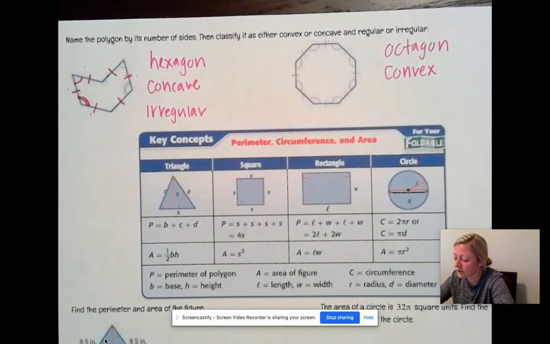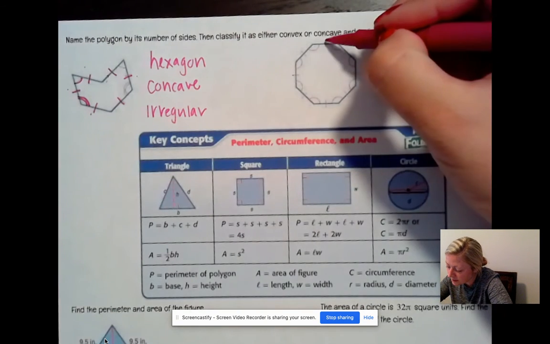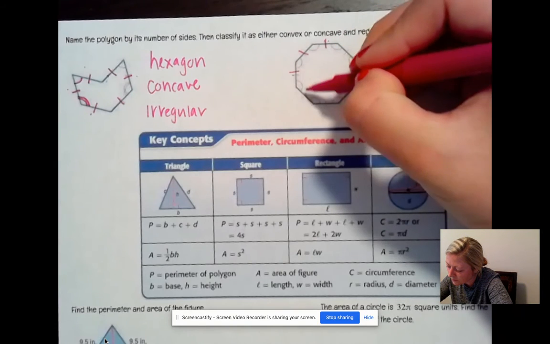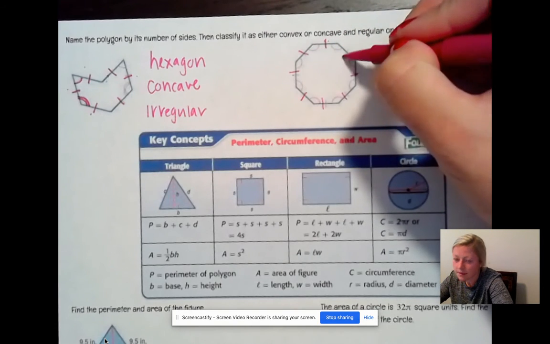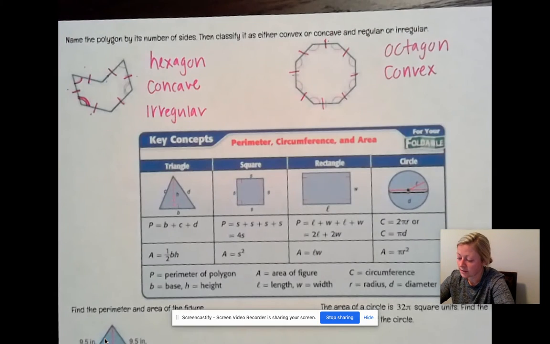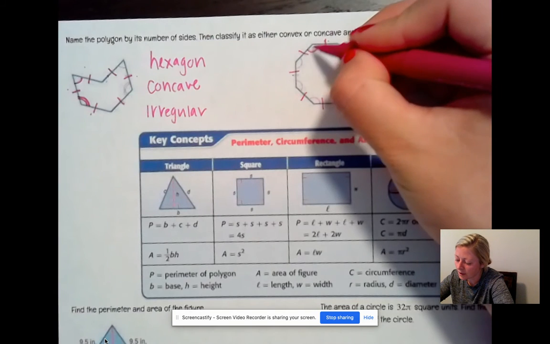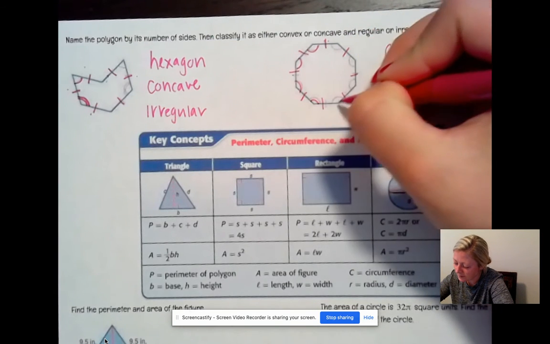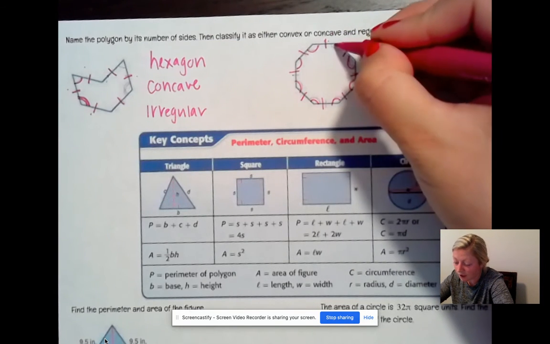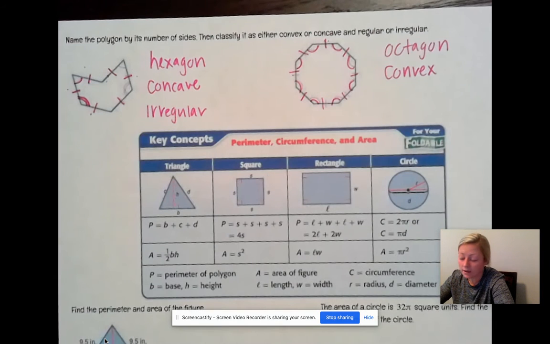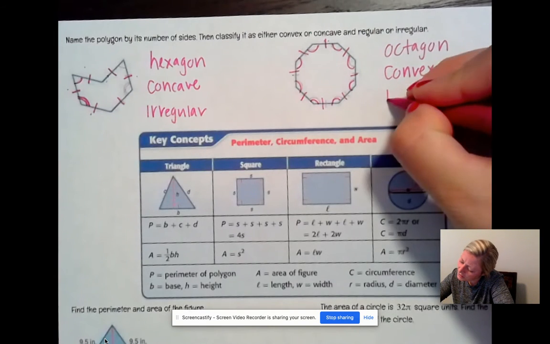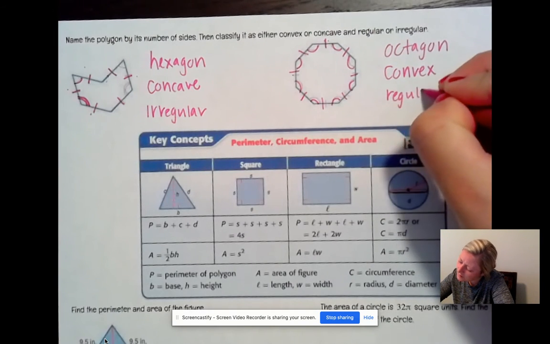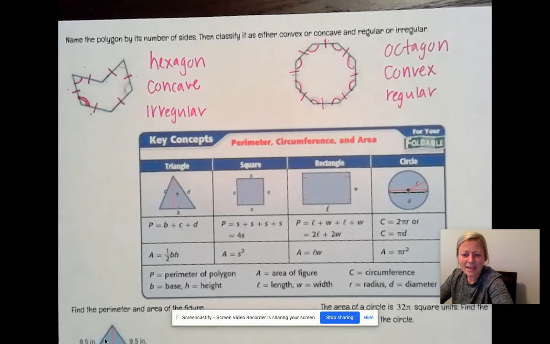And then regular or irregular. Let's check all of our sides. Do all my sides have a tick mark? Let's look. 1, 2, 3, 4, 5, 6, 7, 8. So my sides check out. Let's look at our angles. Arc mark. I'm thinking we're good to go here. All of our angles have just one little arc mark, which makes it regular because all of our sides and angles are the same.